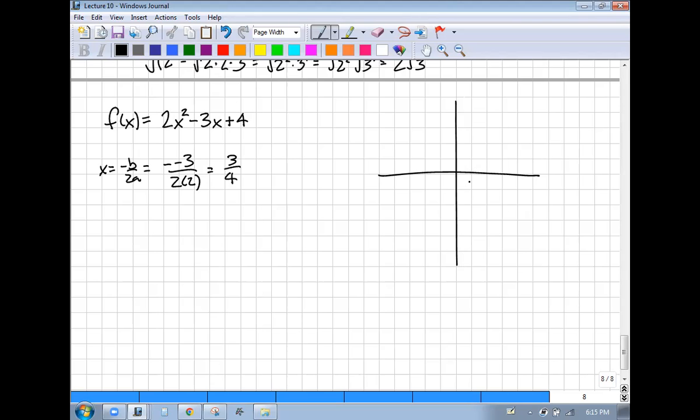So let's treat each one of these as, I don't know, 3/4. 1, 2, 3. Make this 1, so this is 3/4. There's my axis of symmetry, x equals 3/4. All right, that's where the vertex lies, on that line. Where is it at on that line? Well, I need to plug 3/4 into my function. So I got 2 times 3/4 squared minus 3 times 3/4 plus 4. 3 squared is 9 times 2 is 18. 3 times 3 is 9/4.